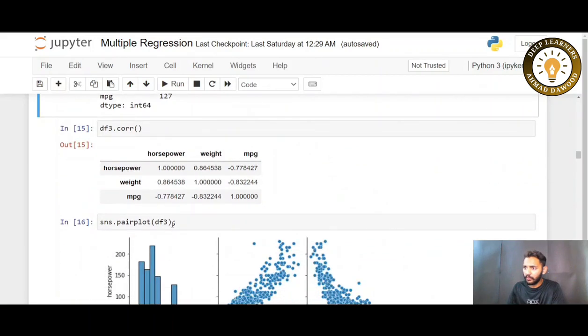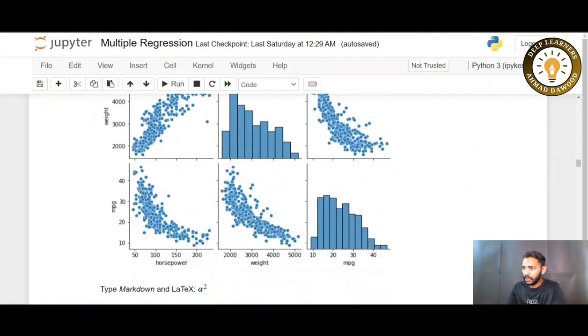Now by using pair plot, we will see how these look. When the horsepower is on the x-axis and miles per gallon on the y-axis, you can see the data points show that miles per gallon is decreasing with the increase of horsepower. So they are negatively correlated, and the strength you have seen is 0.77. In the case of weight on the x-axis and miles per gallon on the y-axis, again the correlation is negative: as weight is increasing, miles per gallon is decreasing.